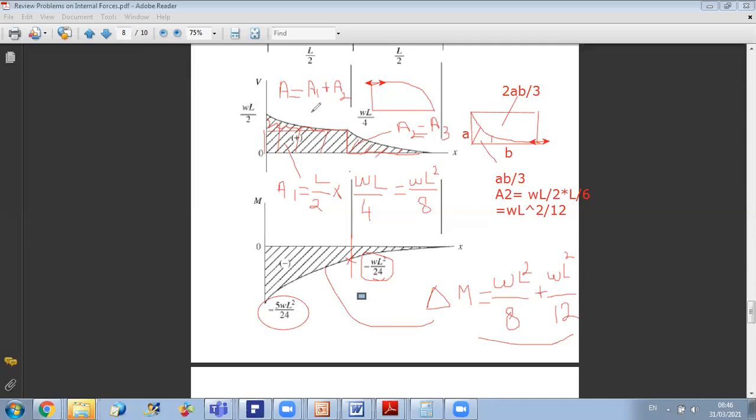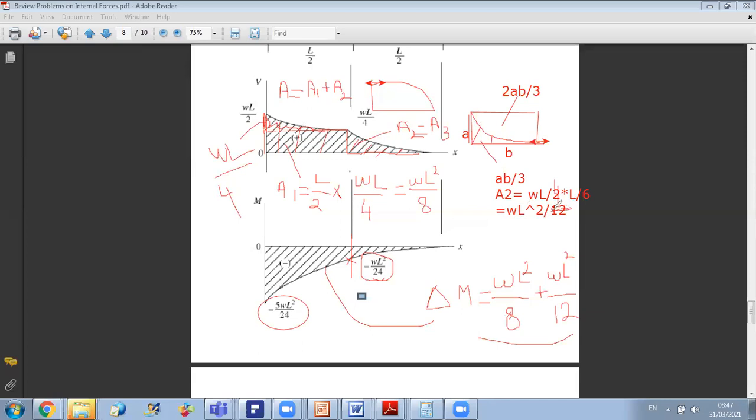Because the width here is not omega L over 2. It's omega L over 4, because it's omega L over 2 minus omega L over 4. So this part here is omega L over 4. This is why, in the calculation of A2, I should put here over 4.